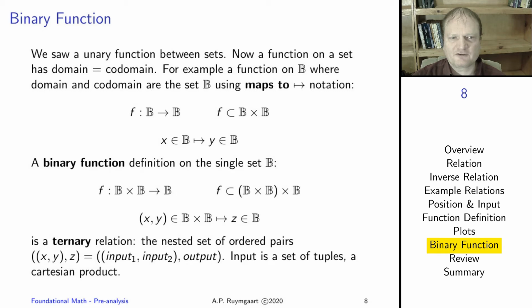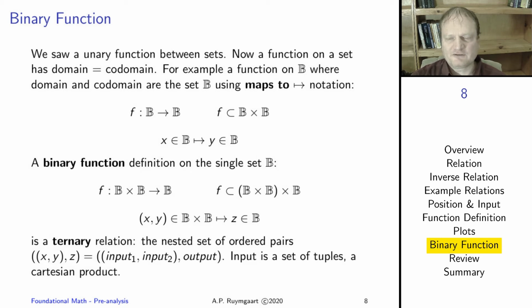So a unary function was a binary relation, and we can say that x is an element of the Boolean domain here, and it maps to an element y also in the Boolean domain. So the function is a subset of tuples in the Cartesian product B times B.